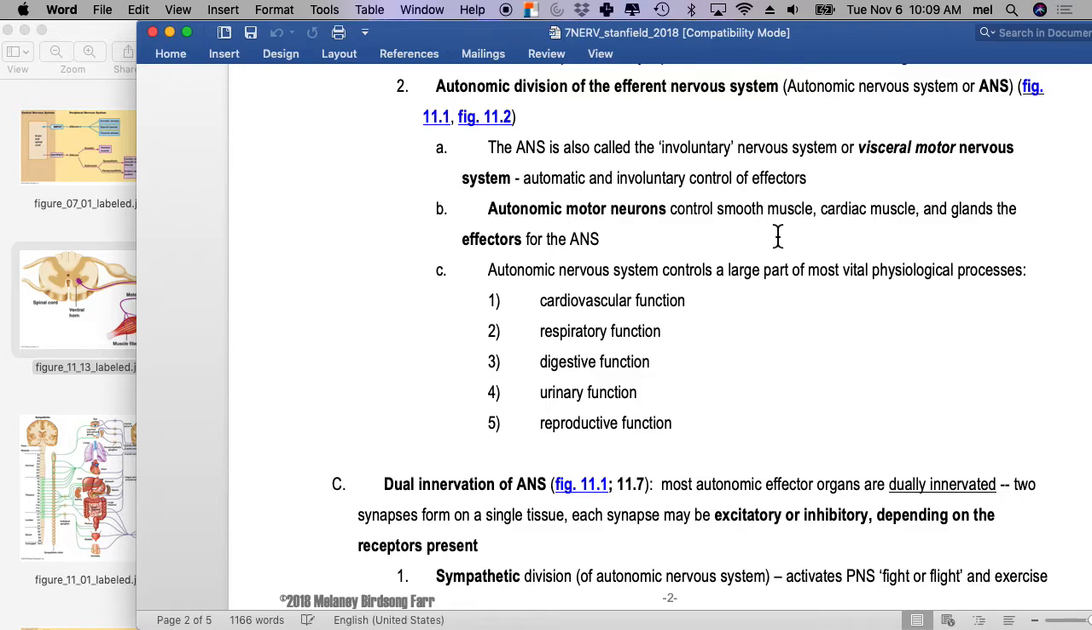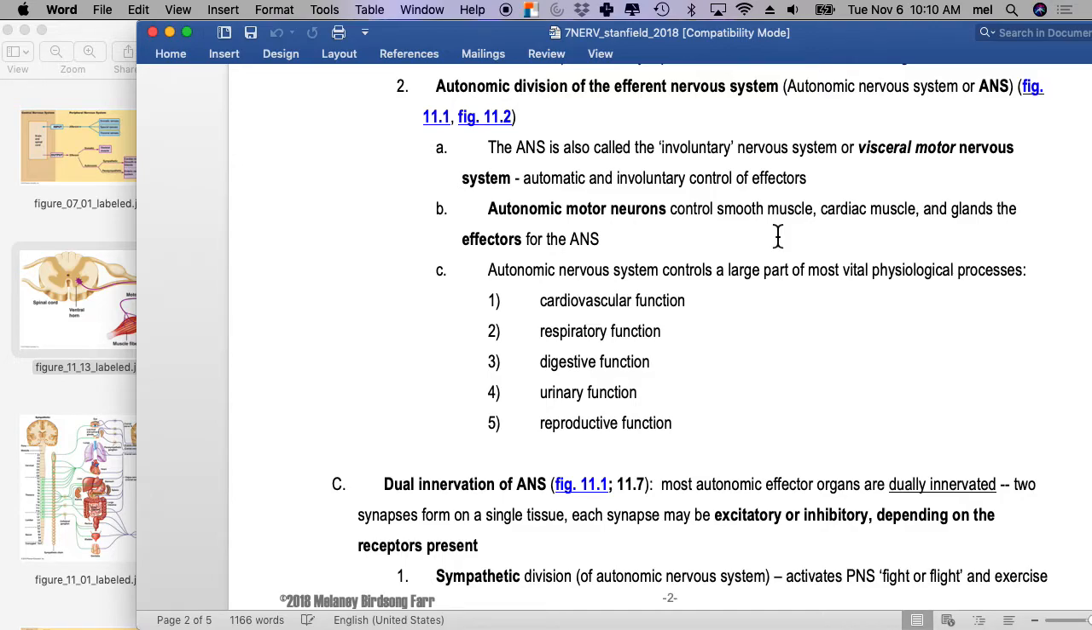So here's what I'm going to do. We're going to simplify this. Let's say sympathetic is here. Parasympathetic is here. And we're going to divide this, and we are going to go to the same effector, because I have dual innervation. Are you guys with me? Okay, so I'm going to end up with a sympathetic hookup and a parasympathetic hookup to this same cell.